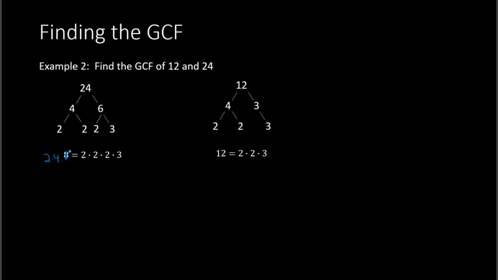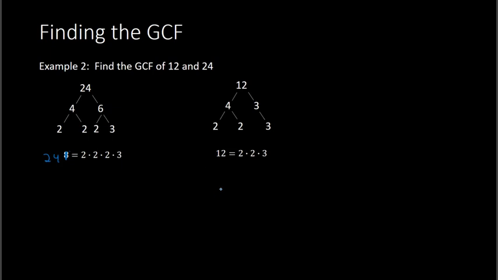Alright, let's get some practice with this concept. Here we are to find the GCF, or greatest common factor, of 12 and 24. Going through the process, I can break 24 down as a product of 4 times 6. 4 can break down as 2 times 2, and 6 can break down as 2 times 3. So 24 would equal 2 times 2 times 2 times 3. And then 12 can break down as 4 times 3. 4 can break down as 2 times 2. So I have 12 equaling 2 times 2 times 3.